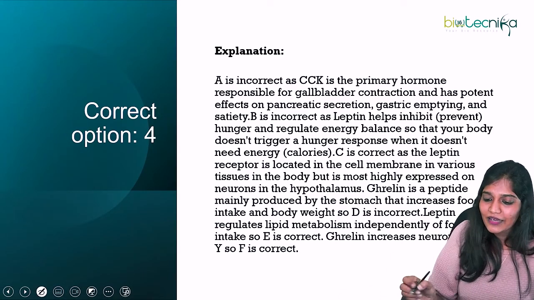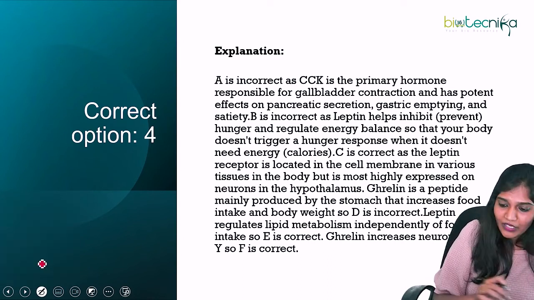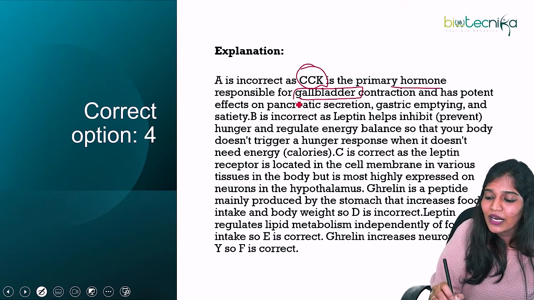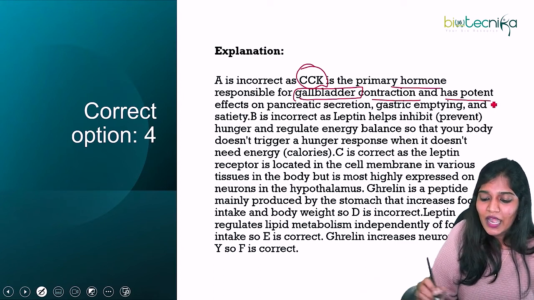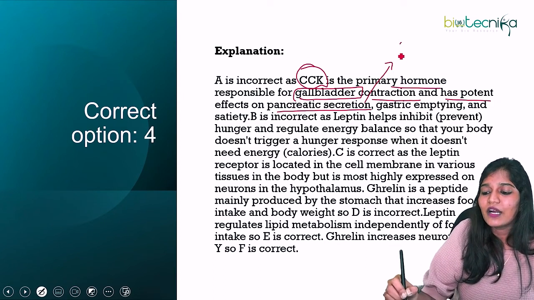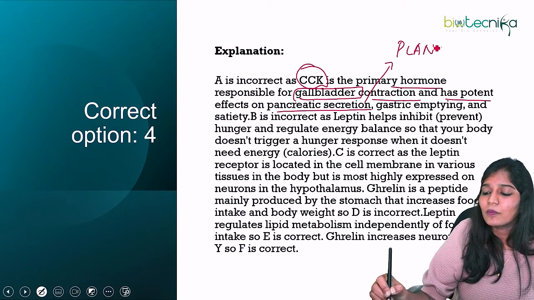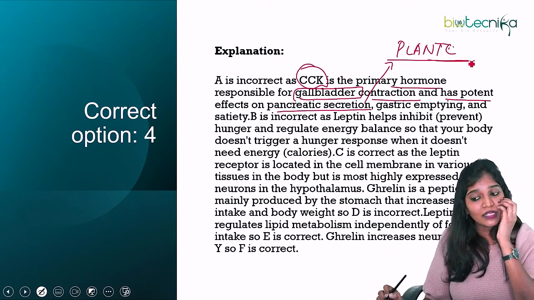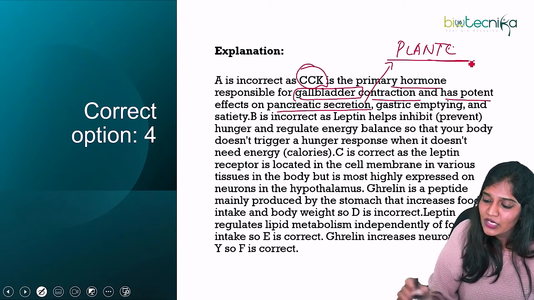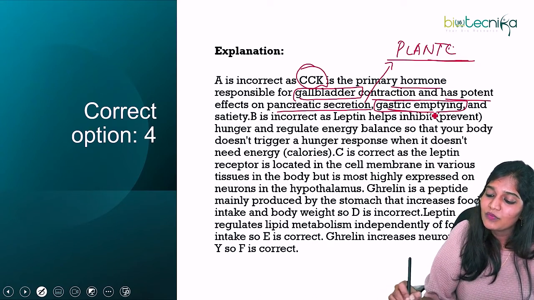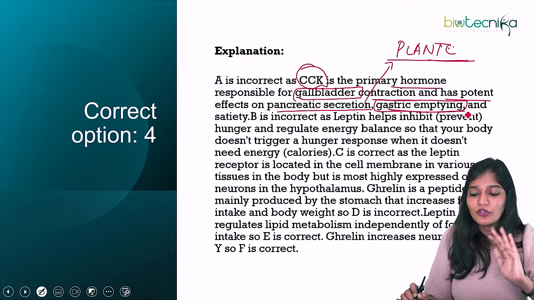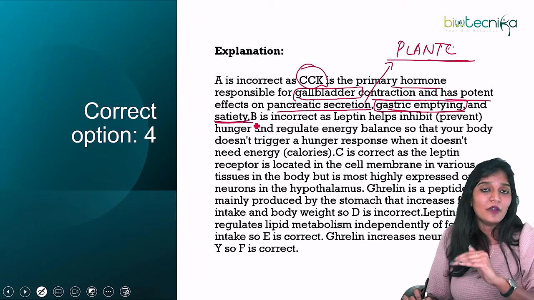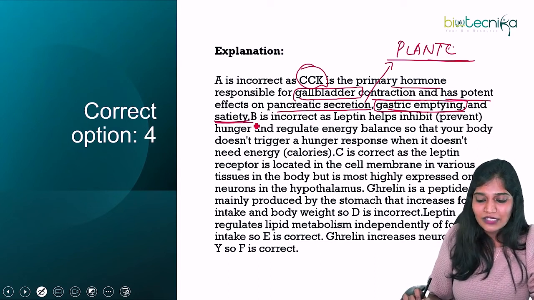So you can see it here. CCK is a primary hormone. Yes, it goes and binds to the gallbladder and causes contraction, and pancreatic secretions like chymotrypsinogen, trypsinogen, pancreatic nucleases, all these things will be produced. And gastric emptying, which means the stomach, it will not allow any more food to come. And satiety, yes, which means it prevents appetite. But they have given stimulate, so that's a wrong statement.